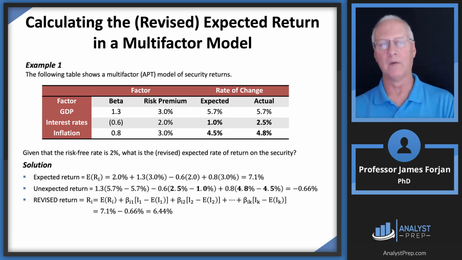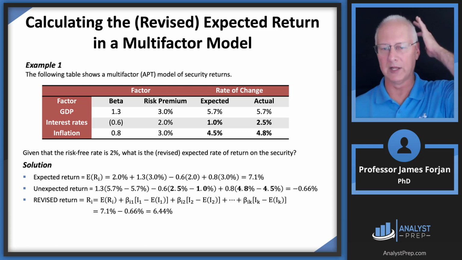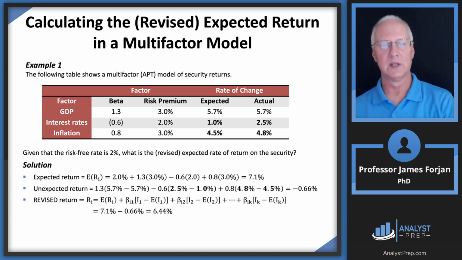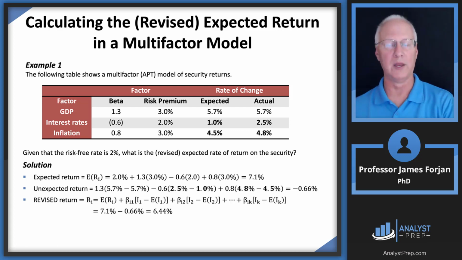But then we need to figure out what the sensitivities and factor loadings are regarding the difference between what we thought was going to happen versus what actually happened. Once again, this is just a weighted average. We take the beta 1.3 times 5.7 minus 5.7, so that wipes itself out. That's 0. But then we've got 0.6 times 2.5 minus the 1. We expected interest rates to be 1, and they were actually 2.5, so we were way off on that. That was a negative sign, so that's going to eat into our portfolio. What do we get there? A minus 0.66. And all we do is take that off of the 7.1.